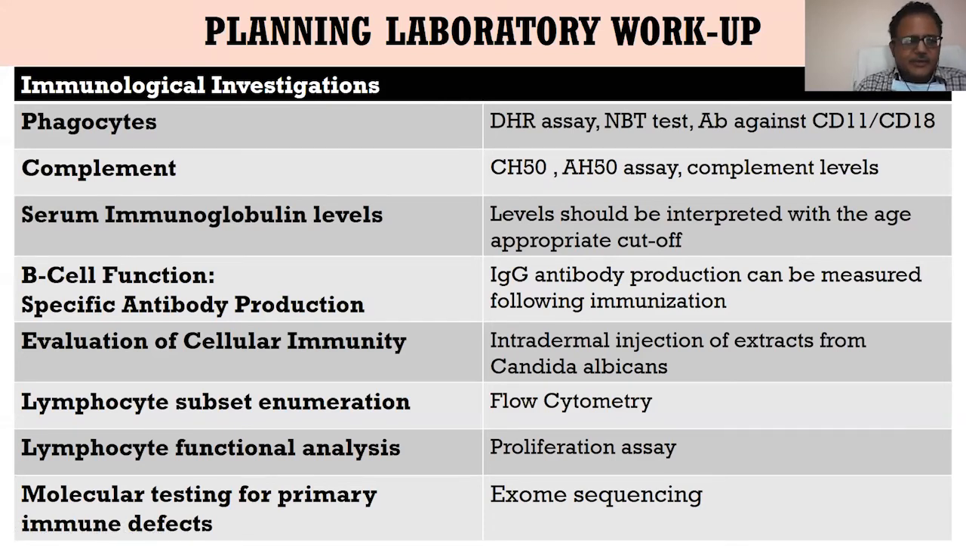Cellular immunity can be assessed by what we call an intradermal test, Candida test, or you can even do the Mantoux test. Lymphocyte subset enumeration by flow cytometry will tell you the number of cells, and lymphocyte function assays can be done using proliferation assays with various proliferating agents. And the final diagnosis of already known molecular defects can be found by the nowadays easily available exome sequencing.